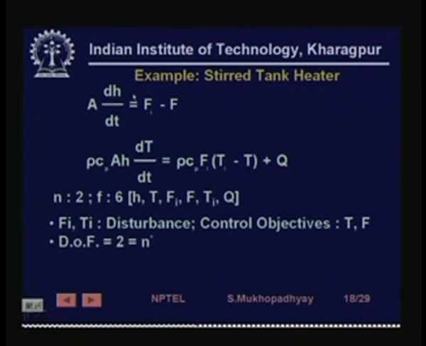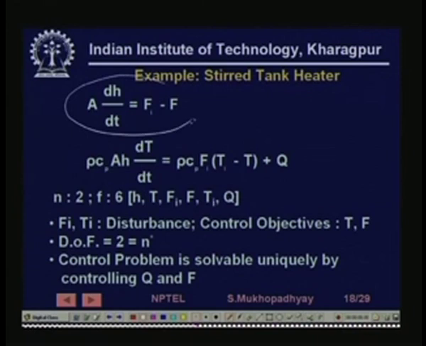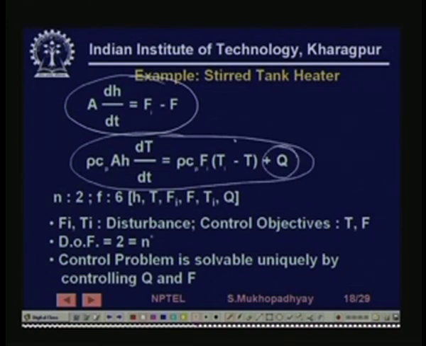Just to give you a brief example, consider what is known as a tank heater, basically a tank in which some flow is coming and you want to maintain the temperature of the tank as well as the level. These are the 2 governing equations, very easy. This is the level equation and this is the temperature equation. We are assuming that we are giving some heat input which we can control. So there are 2 equations, so n is equal to 2, there are 6 variables. So f is equal to 6.